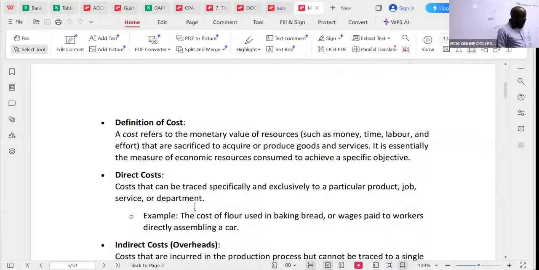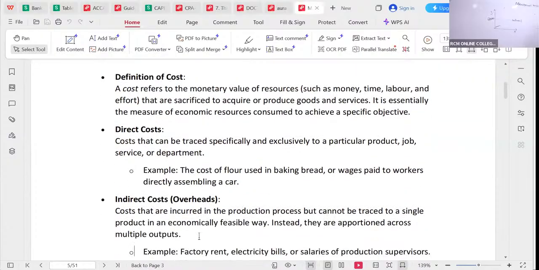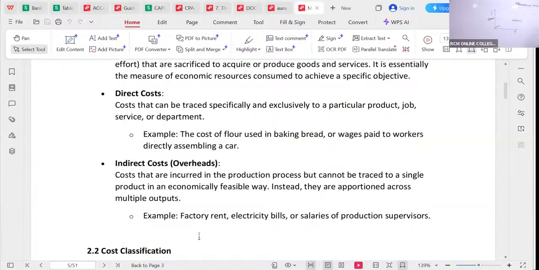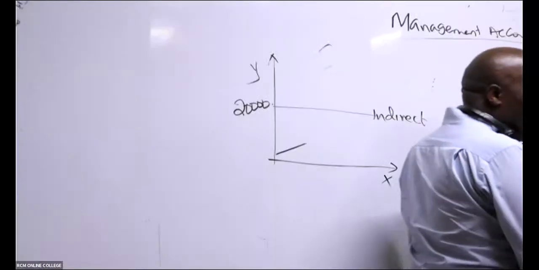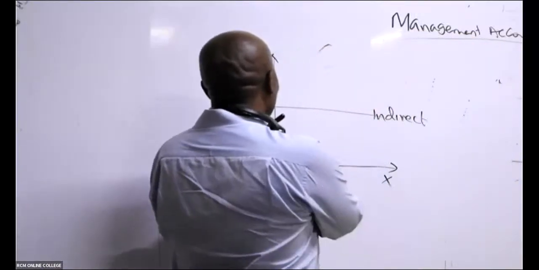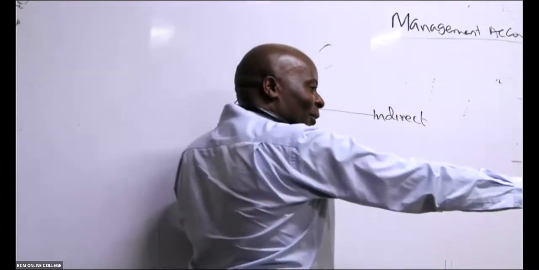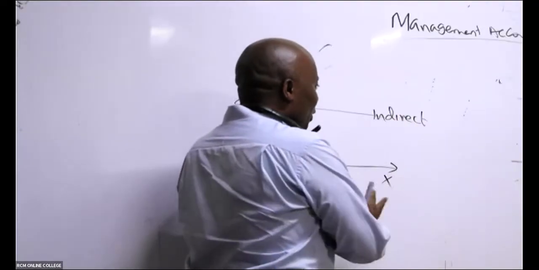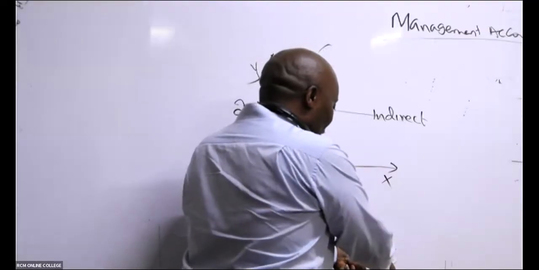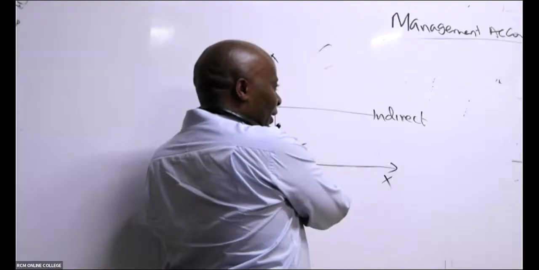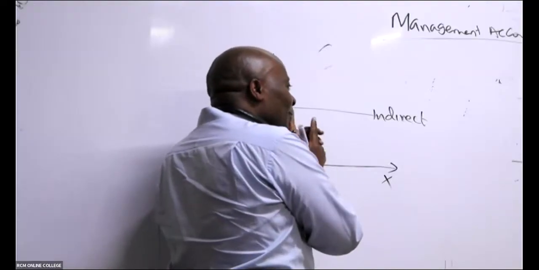Those are direct expenses. Indirect costs, what we shall be calling overheads, juu ya kichwa. These are costs that are incurred in the production process, but cannot be traced to a single product in an economically feasible way. Instead, they are apportioned across multiple what year outputs. So in this case here, for example, the rent that we pay here, if you're paying this rent of 20,000, you can't say that this 20,000 was paid by this student. You guys are able to put up together this money in the form of school fees. And then from that particular bucket, we want to pay what here. But there are expenses for sure that we shall be able to trace to you.